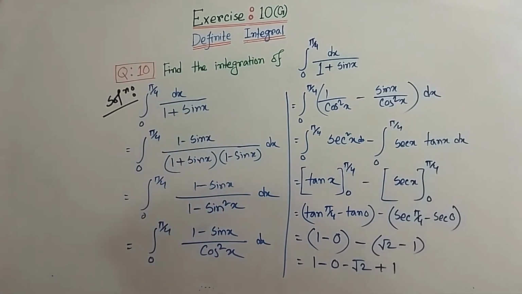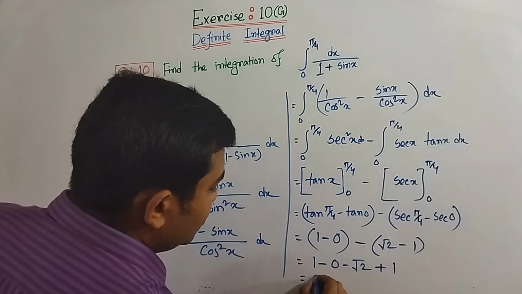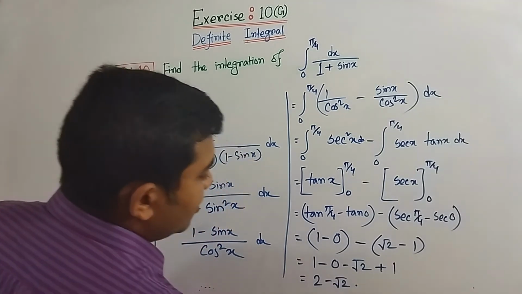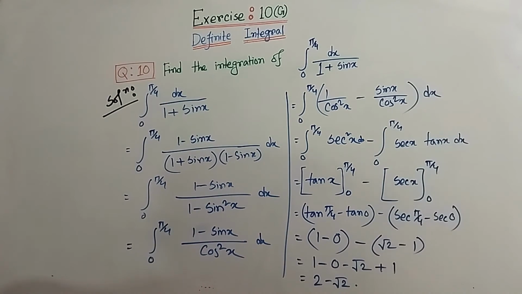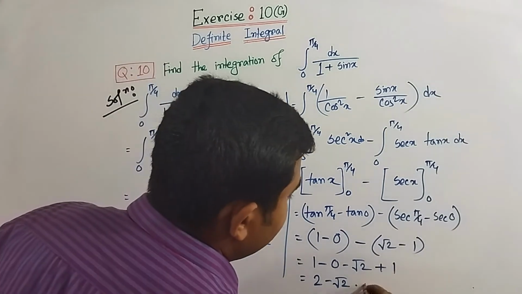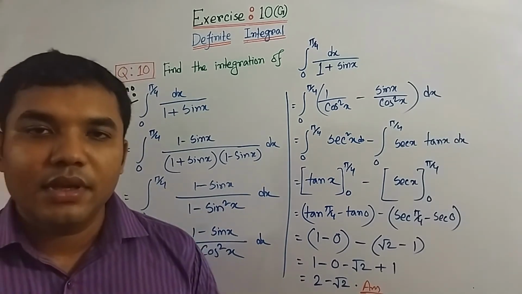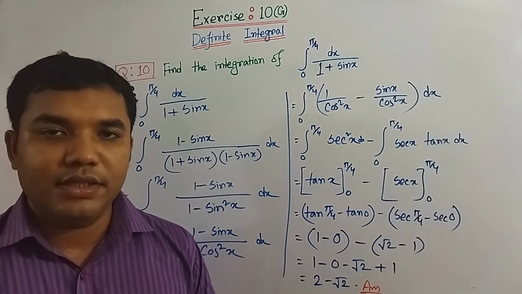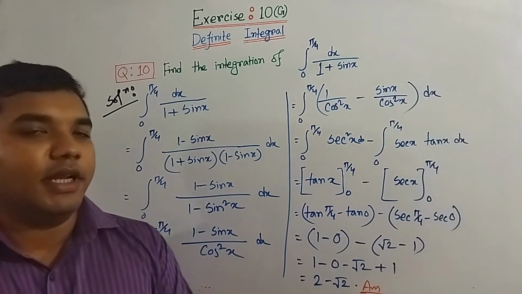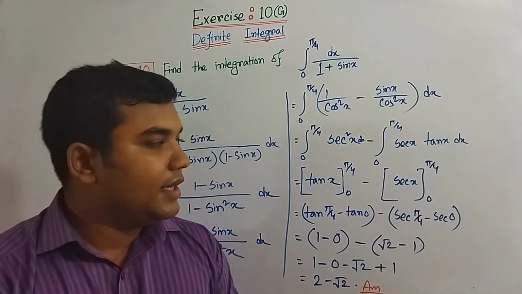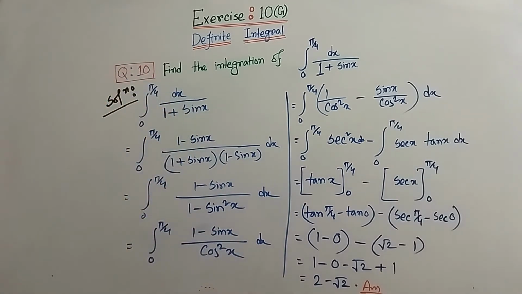So finally, what can we write from it? We can write 2 minus root 2. There, students, that's our required answer of this integration. I think you all can understand our first mathematical problem. So let's have a look at our second problem.